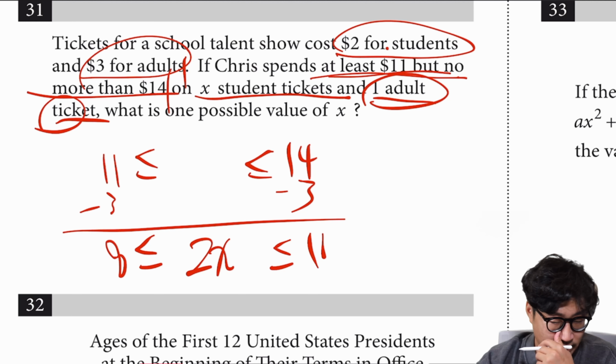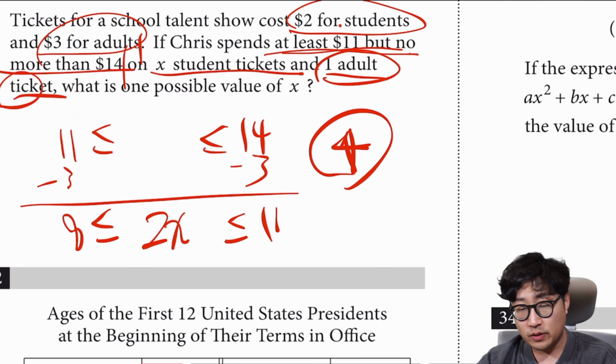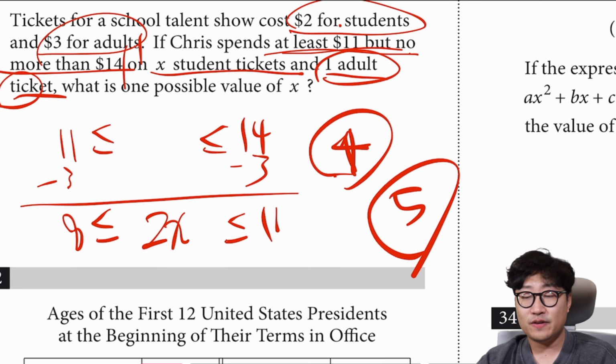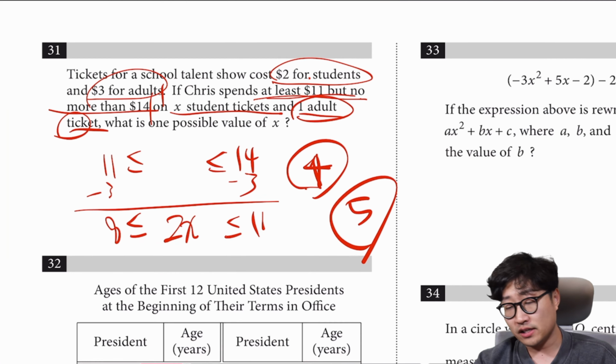So if you think about it, X could be a 4, and that would be 8, so that would fit right in between. And then the X could also be a 5, because that would be a 10, and 10 fits in between 8 and 11, but it can't be 6, because that would be a 12, and it will not be less than or equal to 11. So only 5 or 6.